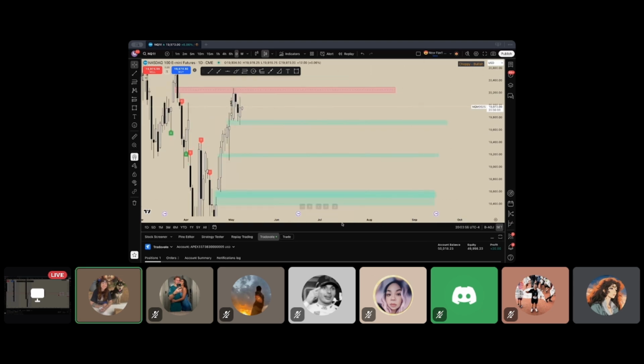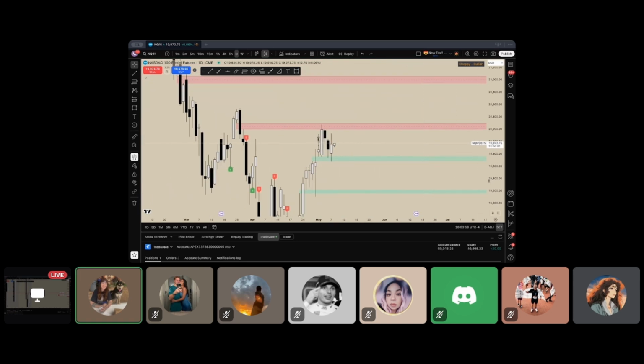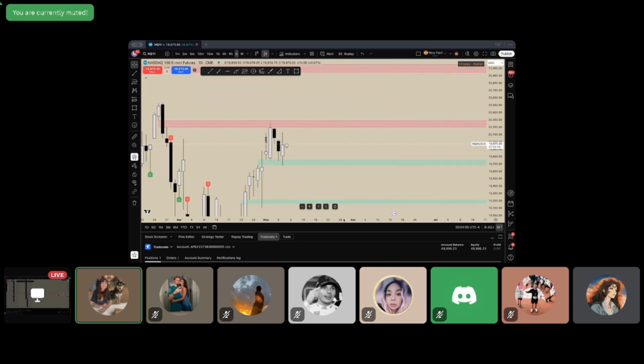So let's break it down and go further into it. And guys, there's so much more to learn about ICT. This is just one of the many things. Fair value gaps are just one of the many strategies that you can use.